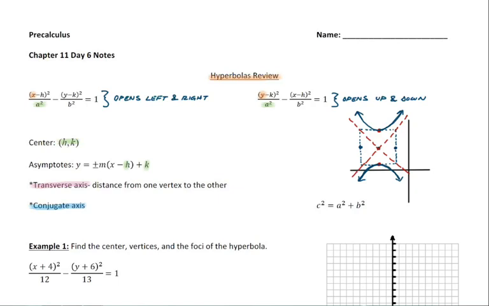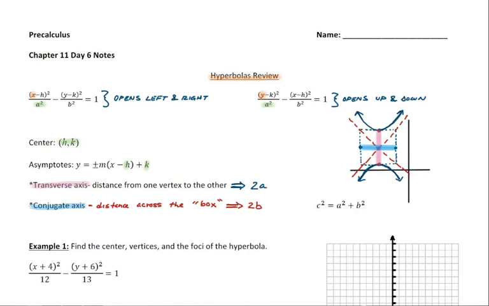The transverse axis would be the total distance from one vertex to the other. In this case, it's going to be twice our a value, because remember, a is always the distance from the center to the vertex. So the transverse axis operates much like the major axis in an ellipse. It's twice our a value, and it goes from vertex to vertex. And the conjugate axis would be the distance across our box in the other direction. The way I like to think about it is that would be 2b. So whatever our b value is in our equation, twice that value would be the total conjugate axis.